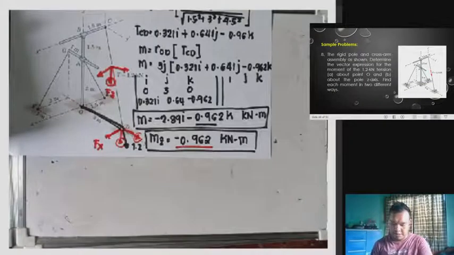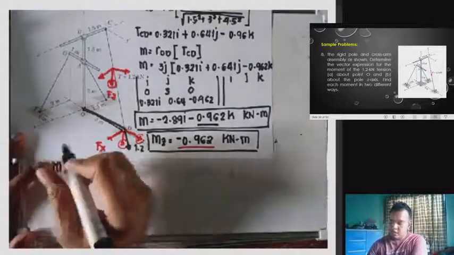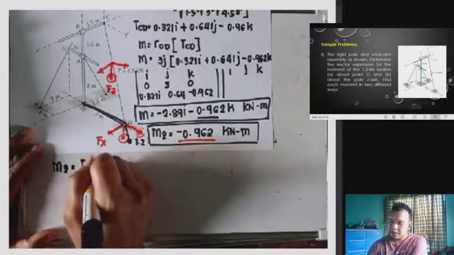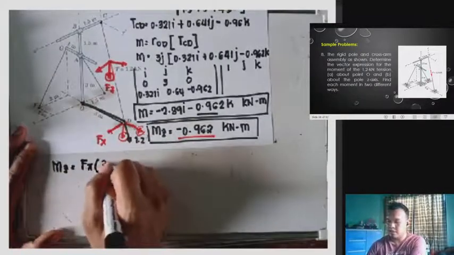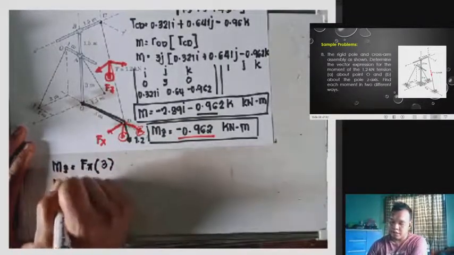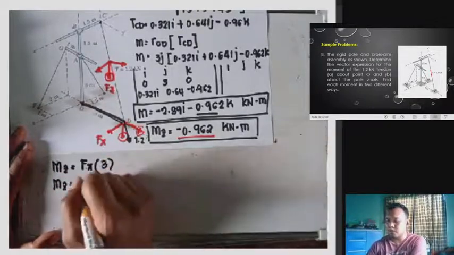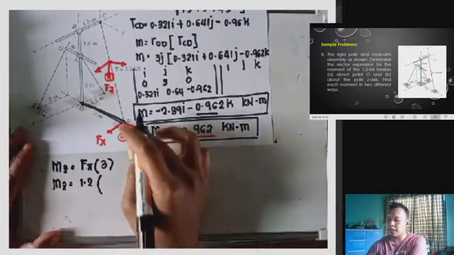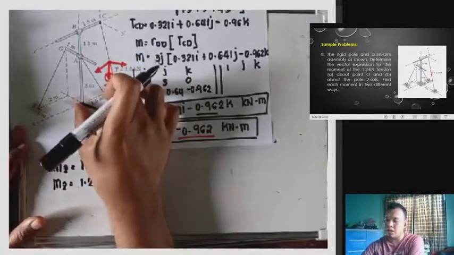Okay, we have here Mz is equivalent kay Fx times yung perpendicular distance which is 3 meters. Okay? Okay, ano ang Fx? Mz is equivalent kay Fx. Yung Fx is yung force which is 1.2 multiplied by yung coordinates. Yung coordinates na x is equivalent kay 1.5. Tama bang sa x is 1.5 yung distance niya?